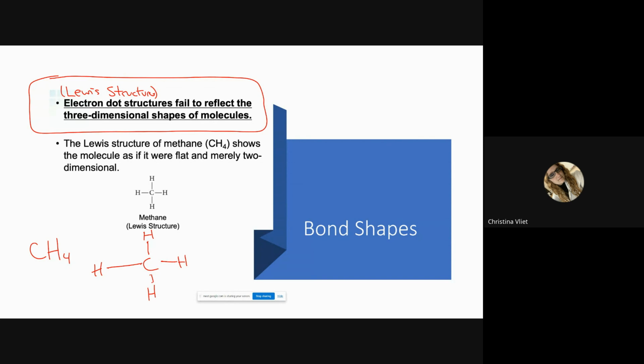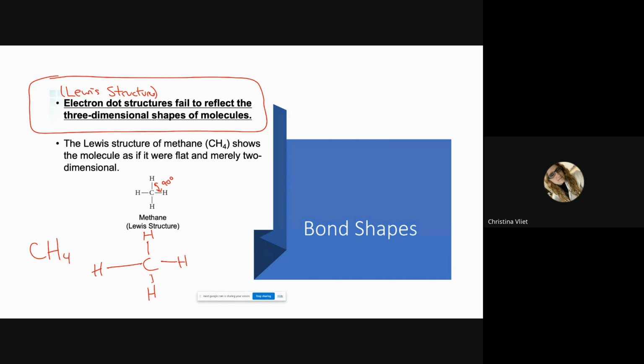What do you think, if you were just to look at this, what is the angle between these two hydrogen atoms? What do you think that is? And yeah, math, right? It's a right angle, right? How we've drawn it makes it look like the hydrogens are 90 degrees apart from each other. That's what you would think, but that's actually wrong.